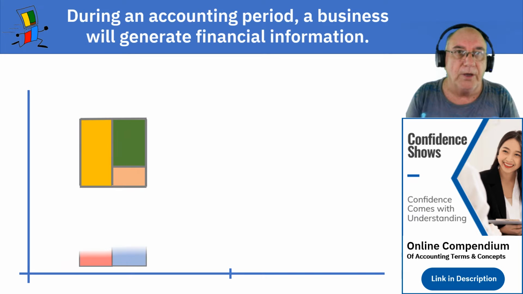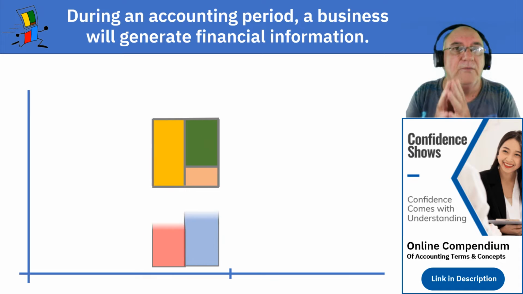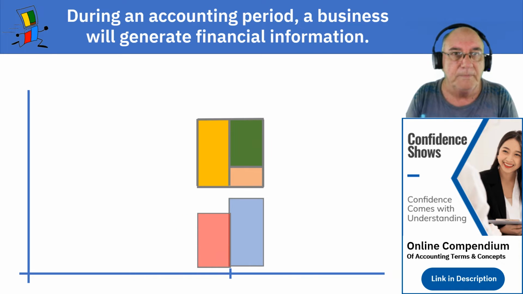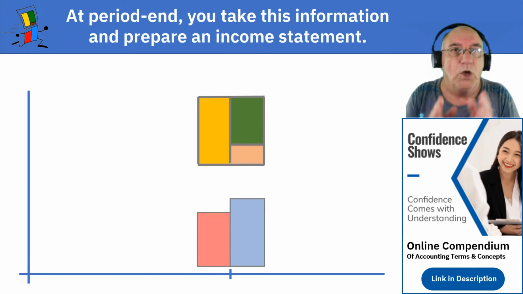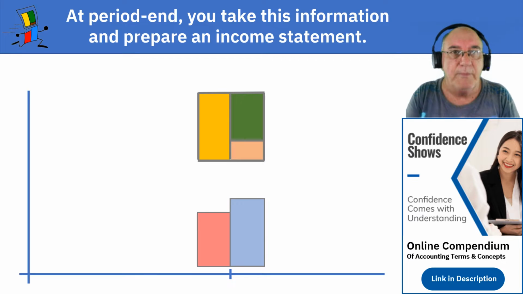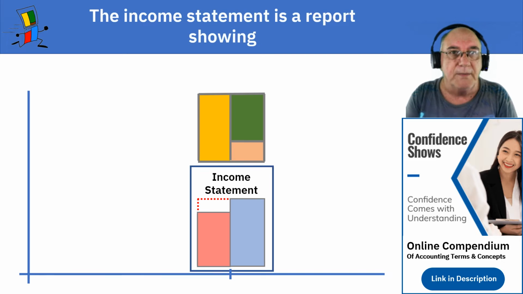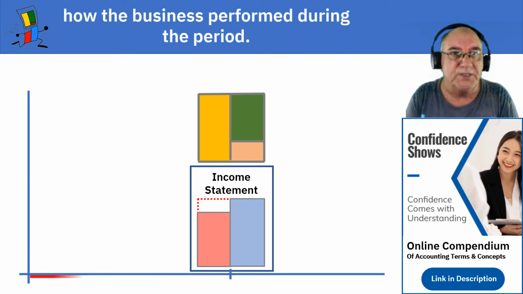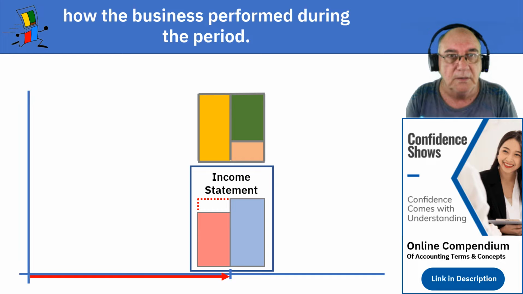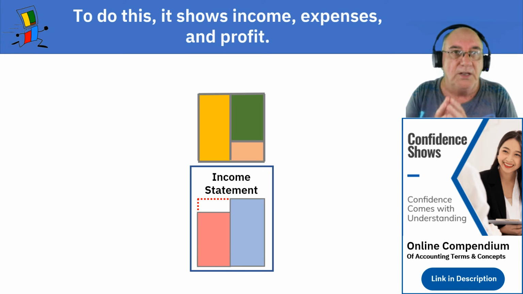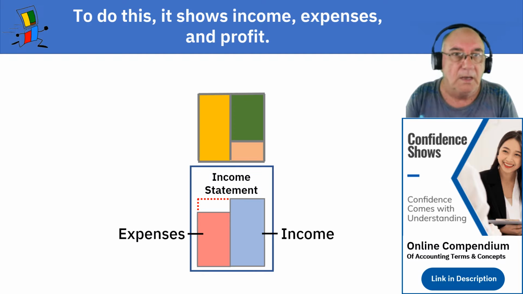During an accounting period, a business will generate financial information. At period end, you take this information and prepare an income statement. The income statement is a report showing how the business performed during the period. To do this, it shows income, expenses, and profit.